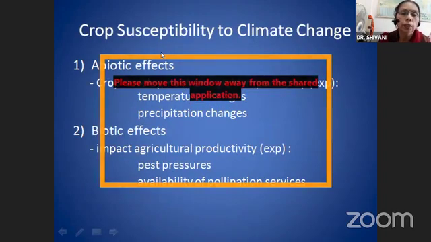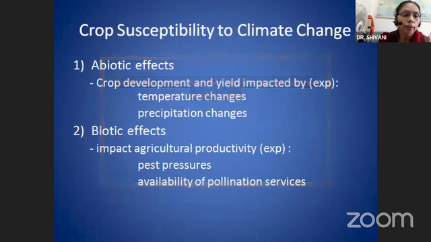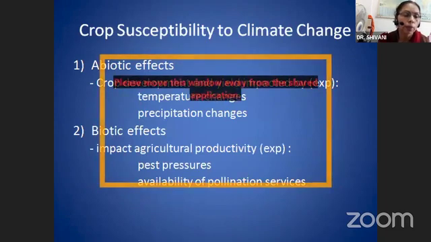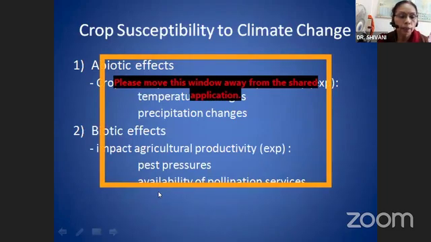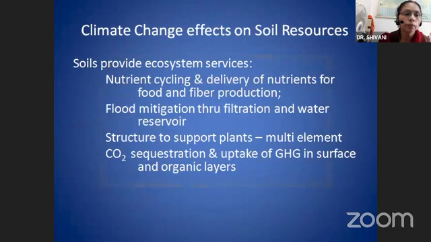Crop susceptibility to climate change. We all know that there are two types of effects, abiotic effects and biotic effects. Abiotic effects, like changes in temperature or precipitation, are going to affect the crop development as well as the yield of the crop. And biotic effects impact agricultural productivity, like pest pressures. We can see new pests damaging the crop due to change in temperature and humidity. New pests are coming to crops and they are severely affecting the crop production as well as the pollination process.